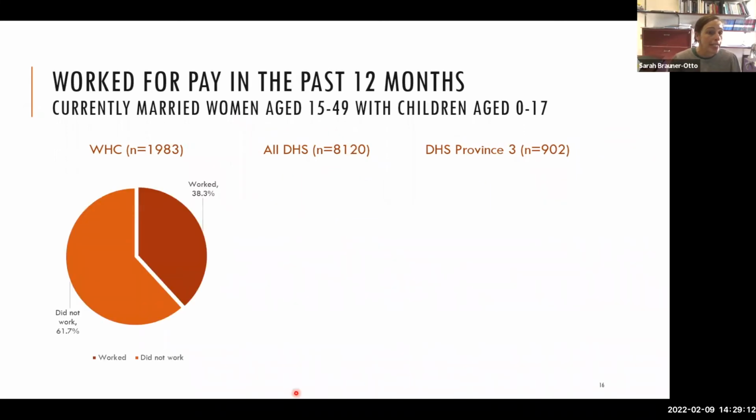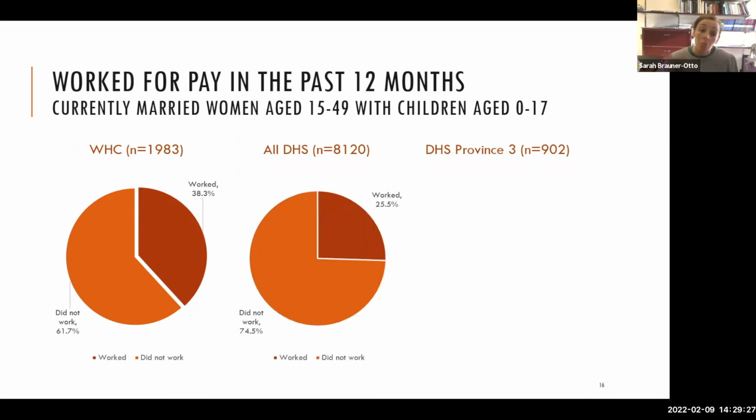And what we see is that 38% of women in our data had worked for pay in the past 12 months, and 62% did not. So how does that compare? Well, at first glance, it looks like it doesn't match very well with the DHS. The DHS for all women in Nepal found that only a quarter had worked for pay in the past 12 months.